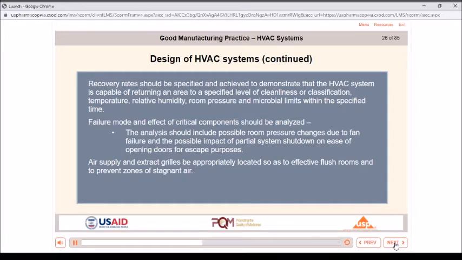Failure mode and effect of critical components should be analyzed. The analysis should include possible room pressure changes due to fan failure and the possible impact of partial system shutdown on ease of opening doors for escape purposes. Air supply and extract grills should be appropriately located so as to effectively flush rooms and to prevent zones of stagnant air.